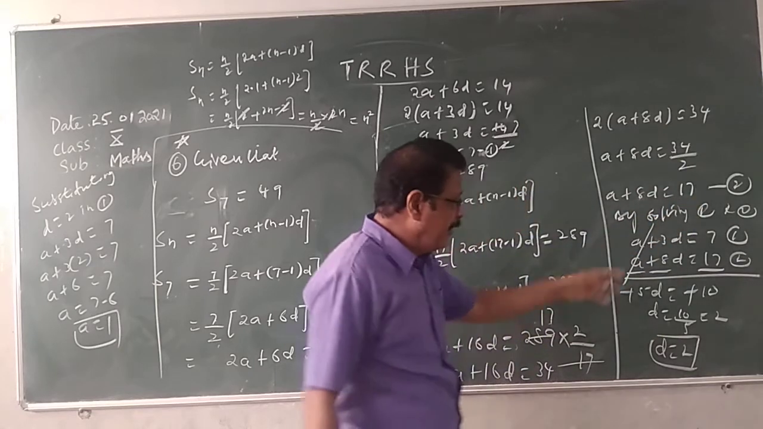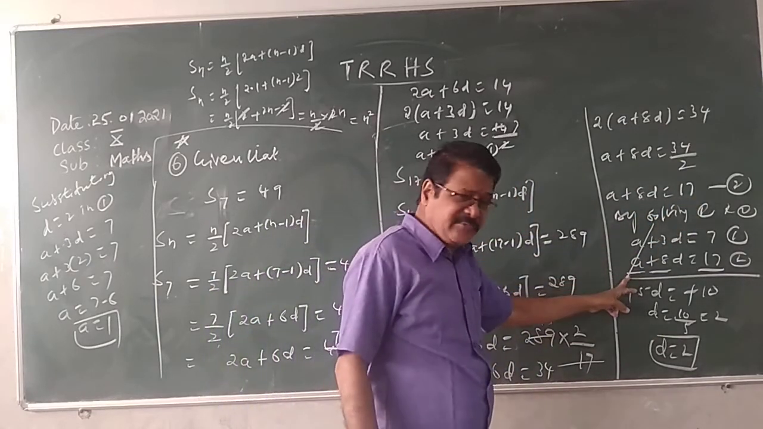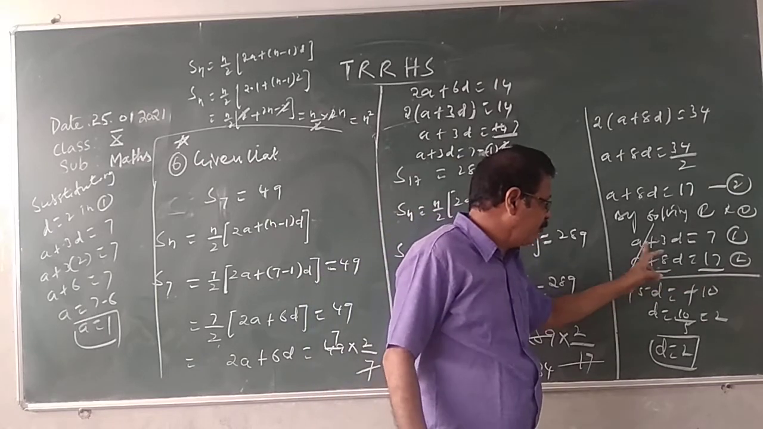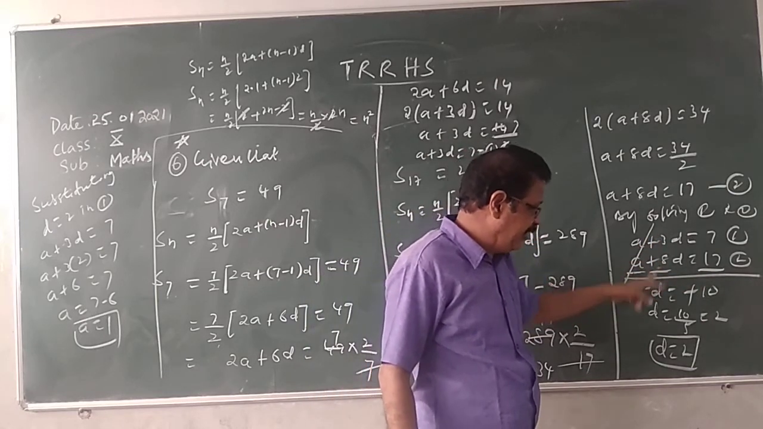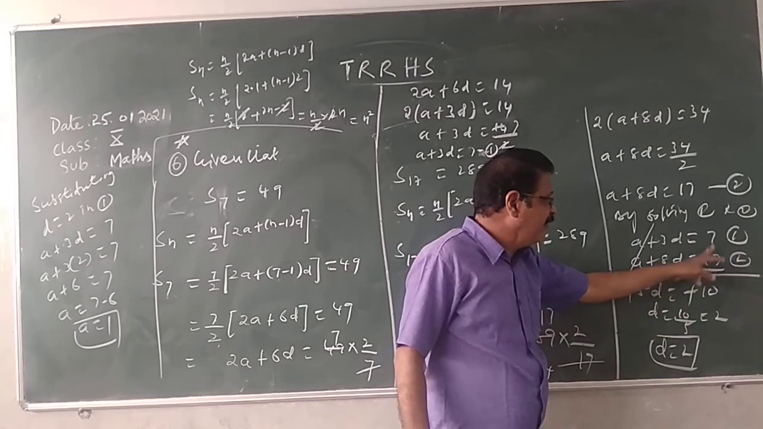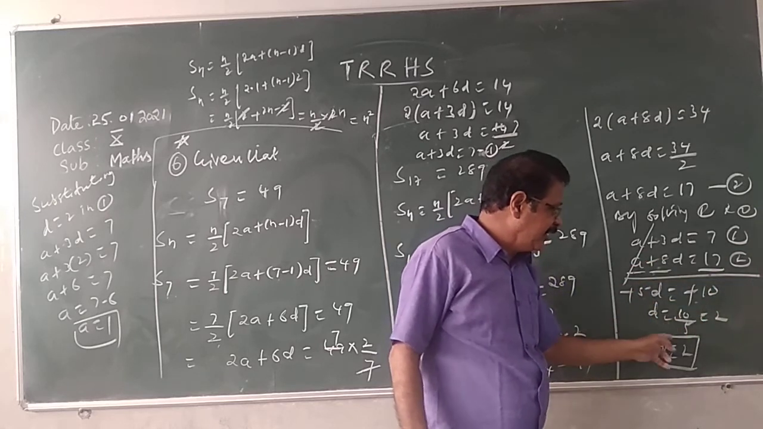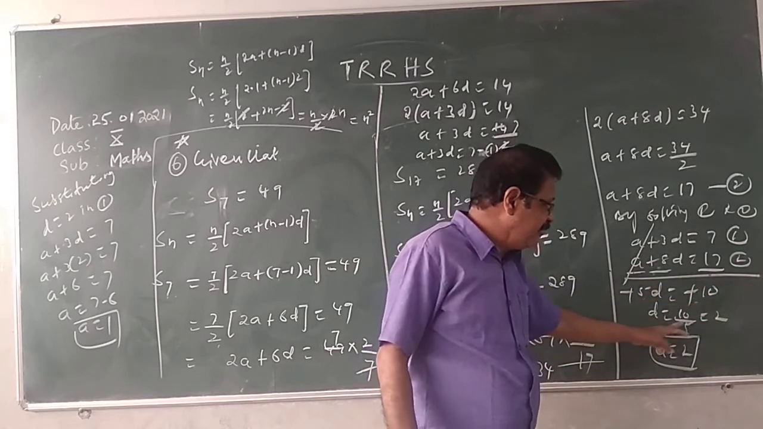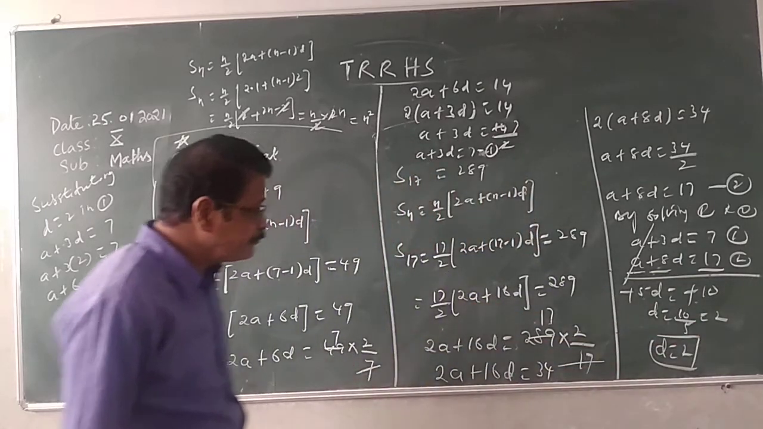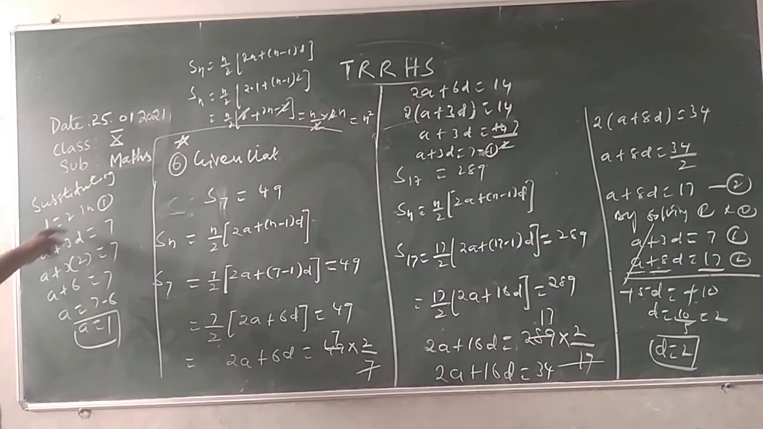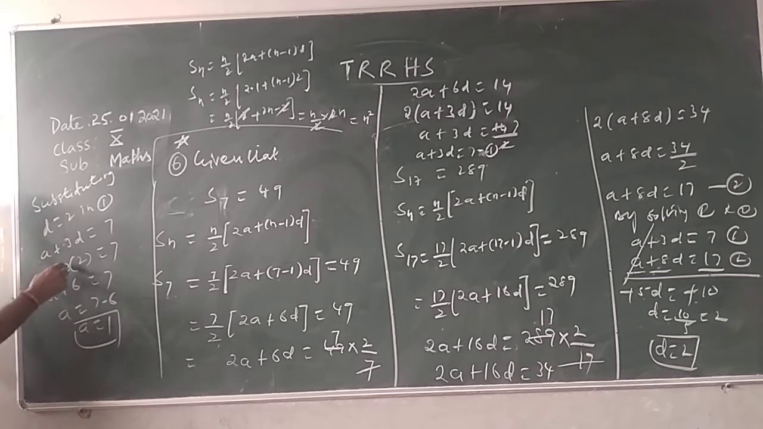This is the second equation. By solving 1 and 2, subtract them and change the signs. A minus a cancels. Minus 8d plus 3d gives minus 5d, equal to 7 minus 17, which is minus 10. The minus signs get cancelled, so 5d is equal to 10, d is equal to 10 by 5, so d is equal to 2. Substituting the d value in the first equation: a plus 3d is equal to 7, so a plus 3 into 2, 6, is equal to 7. A is equal to 7 minus 6, so a is equal to 1.